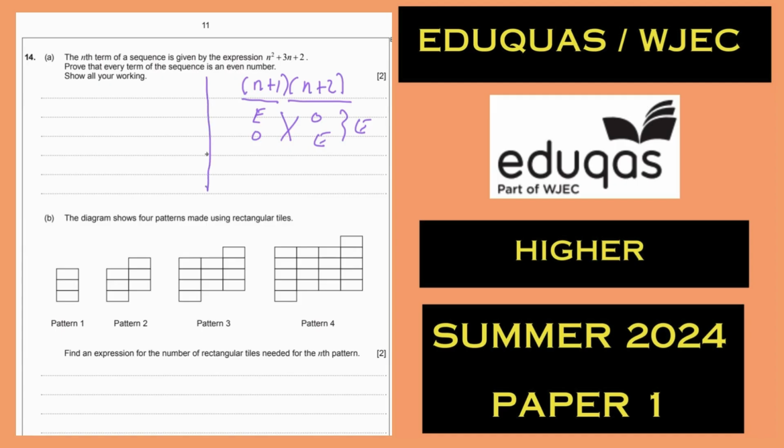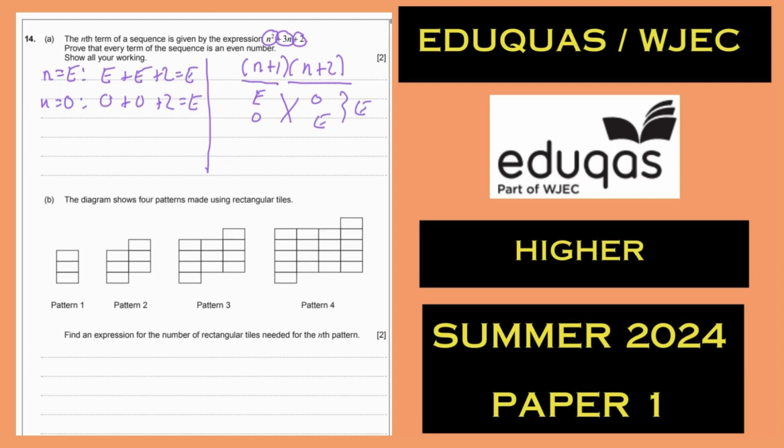Or you could take the situation where n is even, when you square it, even, treble it, even, and add 2, it's even. And when n is odd, odd squared is odd. 3 lots of odd is odd. But 2 odds added together plus 2 also make even. Choose your favourite. Choose whichever way you think you can explain in the fewest amount of waffle.